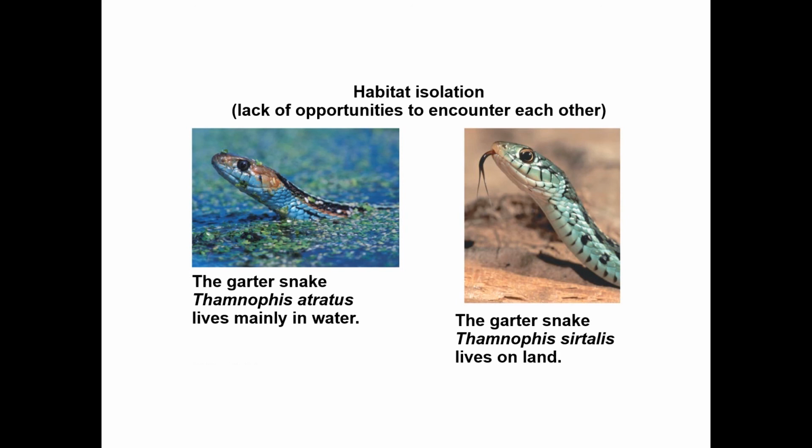An example of this is the garter snakes that are pictured here. Thamnophis atratus lives mainly in the water, whereas Thamnophis sertalis lives on land. Because they live in completely different locations, they don't have to worry about having to interbreed or not.